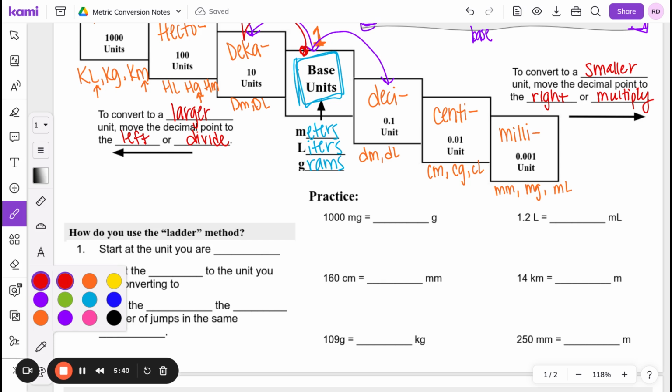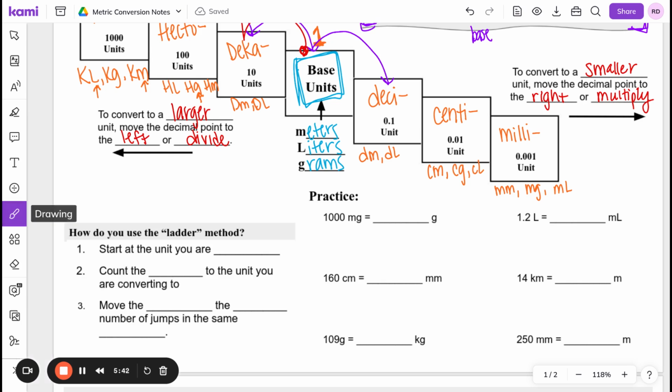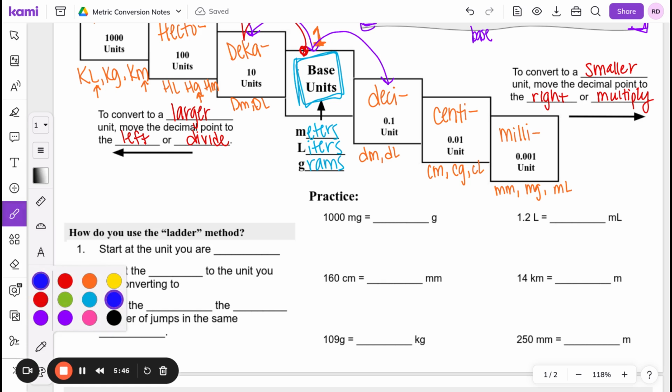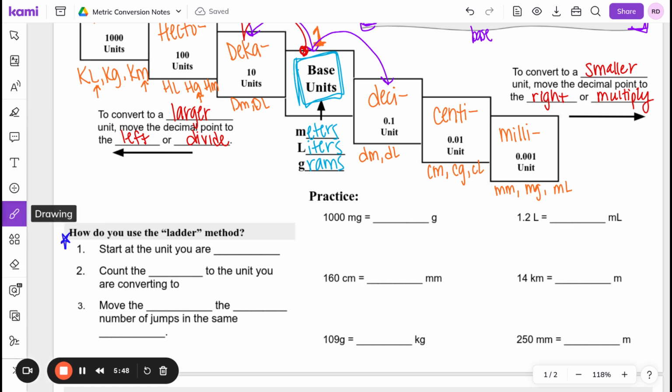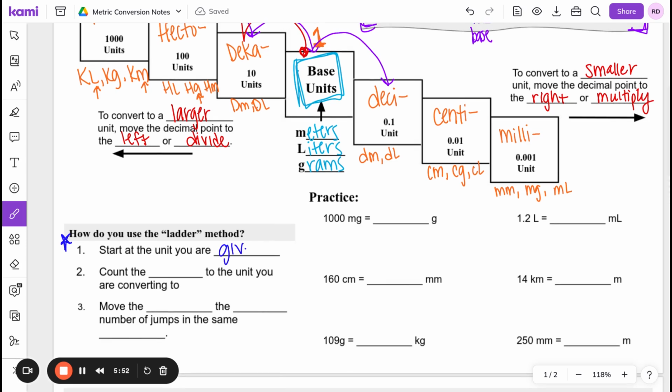So to start our practice, we are going to use this ladder method. So how to use the ladder? You're going to start at the unit you are given. And then you're going to count the hops to the unit you're converting to.